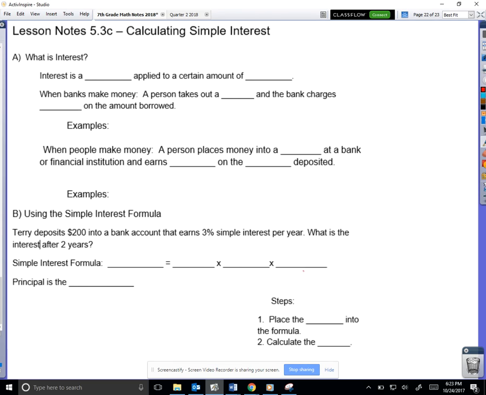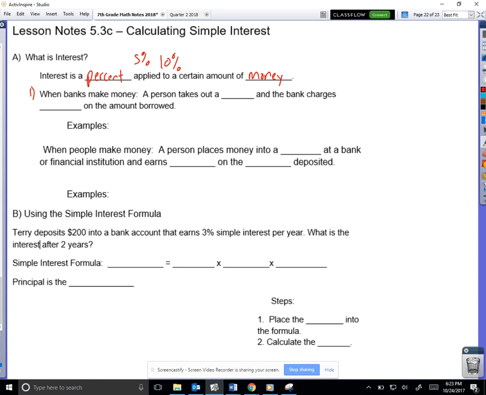Interest is a percent applied to a certain amount of money, like maybe 5% or 10%. There are two things that can happen. Number one, we'll talk about what happens when a bank makes money.